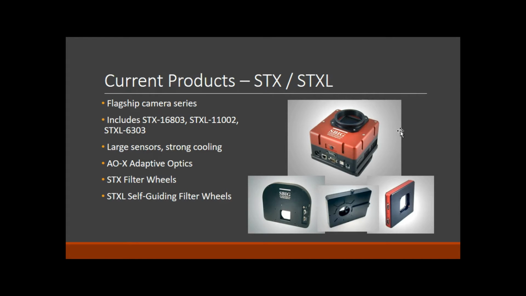Okay, so I'll go over this briefly. We have the flagship cameras, which is the STX. With the STX 1603, we actually have an STX 9000, and we try very hard not to sell them because those sensors have very bad residual bulk image. We've actually sold 2 of them when people said, yes, yes, I know, I really want it. We really try to talk them out of it. We also have the STXL 11002 and 6303.